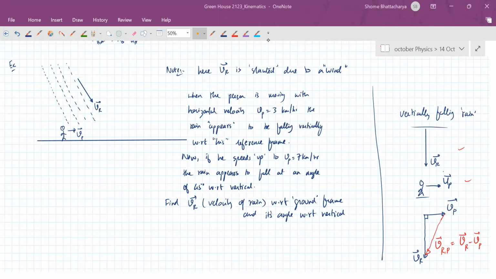Yes, very good, Akshat. The answer is correct. Only the angle with respect to the vertical you have to check once. I think the magnitude of velocity you have calculated is correct. Yes, Siddharth, your answer is also correct in vector format.